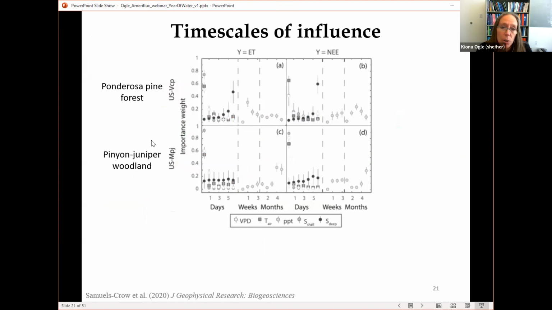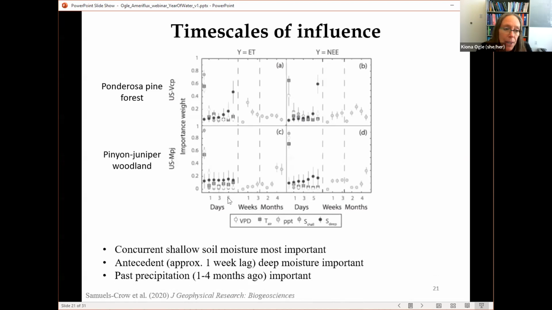And this is done for 2 different woodland sites in this system for evapotranspiration, that's the left column, and NEE, the right column. And there are a few things I want to point out. So each of these symbols represents a relative importance of, say, deep soil moisture at different time steps into the past. And if we just focus on the moisture drivers, we can see that concurrent or shallow soil moisture, that's the grayish symbol here, has relatively high importance concurrently. So there's a very short memory. Shallow soil moisture is most important on the same day or nearly the same day.